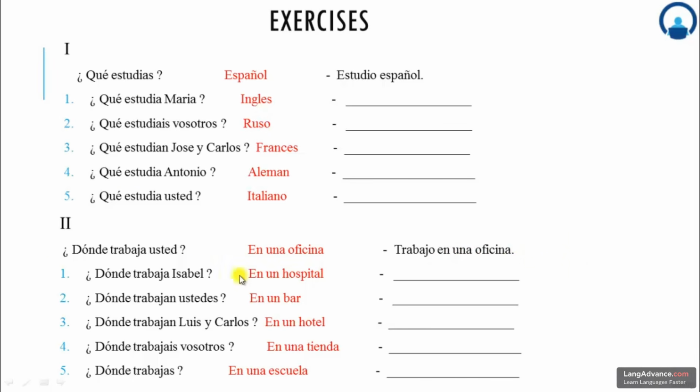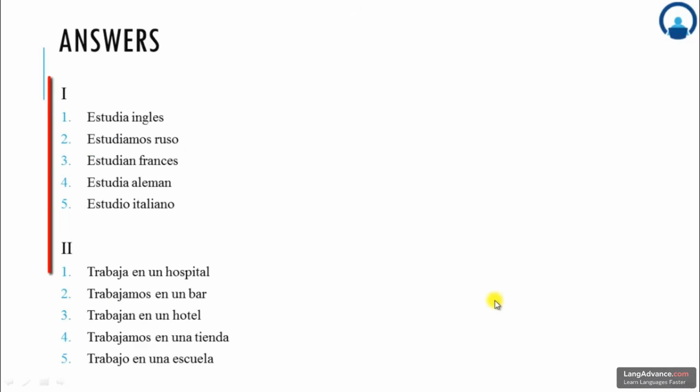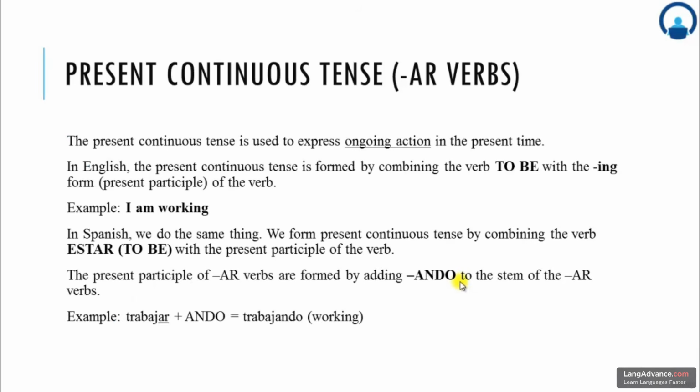So, in the similar way, you have to answer the rest of them. And after answering them in your notebook, check them with these answers. I hope that you have done well in solving these 2 exercises. We have learnt now the present tense of the regular AR verb. Similarly, we are going to start with a new tense, that is the present continuous tense for the regular AR verbs. So let's see how it is.